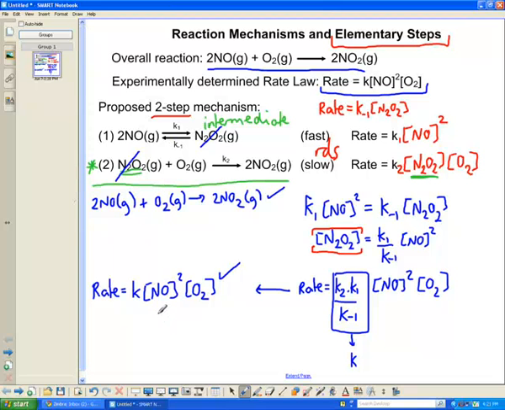Okay. So remember, for elementary steps, you can write out the rate law from the balanced equation. For an overall reaction, you cannot do that. Okay. All right. So that's mechanisms and elementary steps.